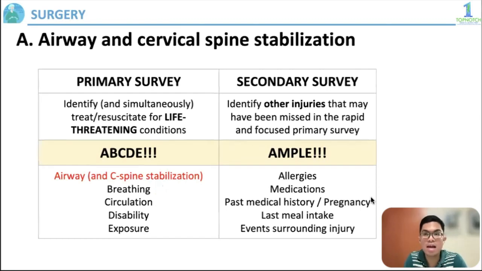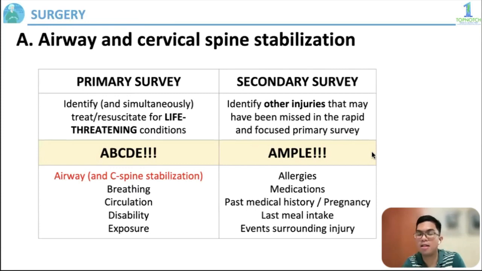For the secondary survey naman, after you've done your primary survey, you want to identify other injuries that you may have possibly missed, okay? So the mnemonic there is AMPLE. So you check for allergies. In terms of the history, AMPLE. So like check for allergies, medications the patient takes, any past medical history, comorbids, or if the patient is pregnant. When was the last meal intake? Rule out risk of aspiration, and what were the events surrounding the injury. And of course, in terms of PE, it's a complete head-to-toe examination. Okay, so that's your differences ng primary from your secondary survey.